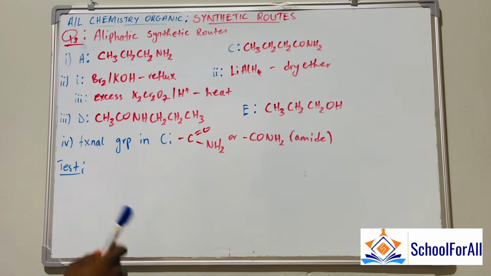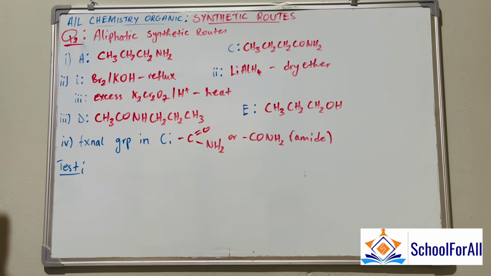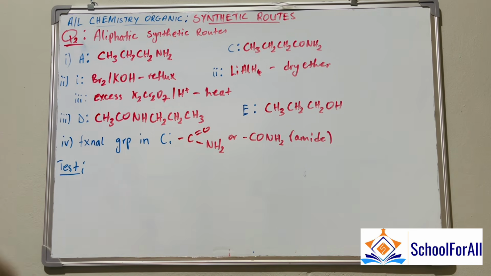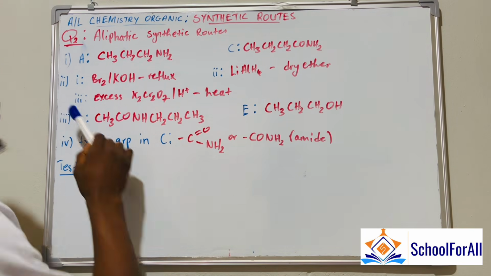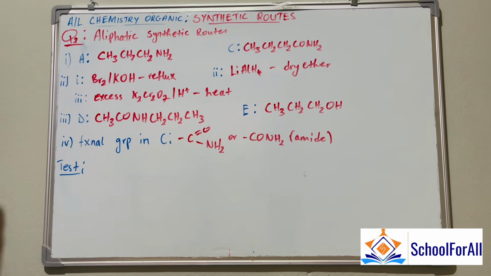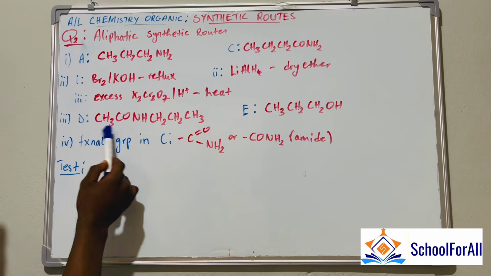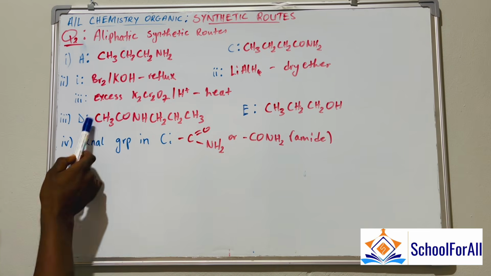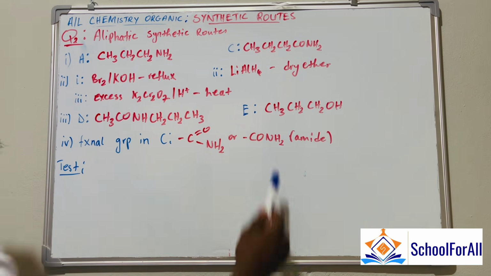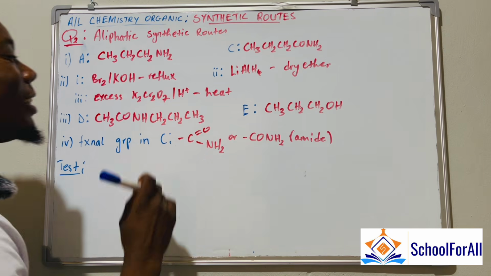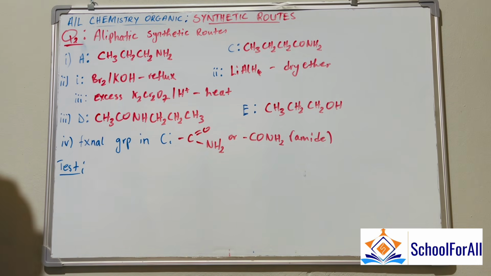butanamide. Now in Roman 2, they asked you to give the reaction, the reagent and the reaction condition which occur in Roman 1, 2 and 3. We saw that in Roman 1 it was Hofmann degradation, in Roman 2 it was a strong reduction, and in Roman 3 a strong oxidation took place. Now Roman 3 asks you to give the structure of D and E. D was N-propyl ethanamide, and E was an alcohol.